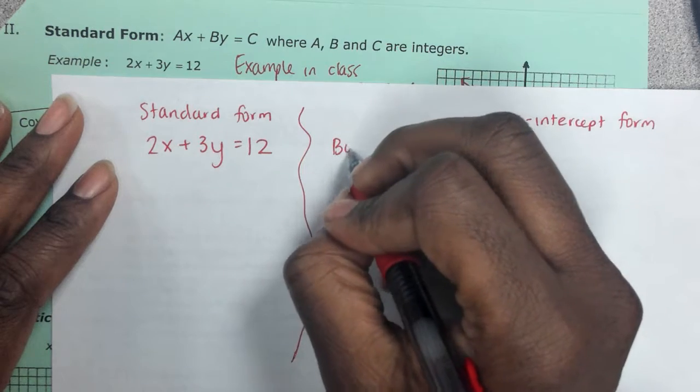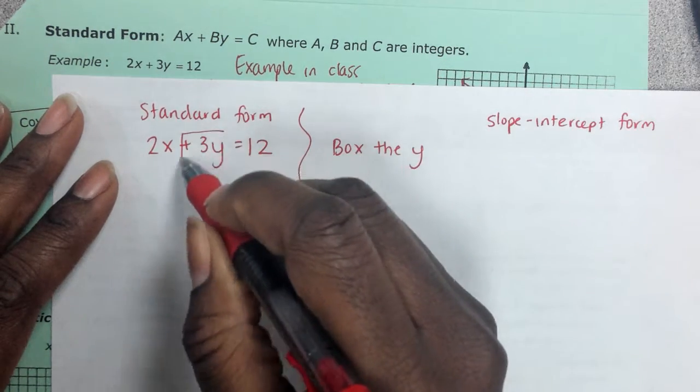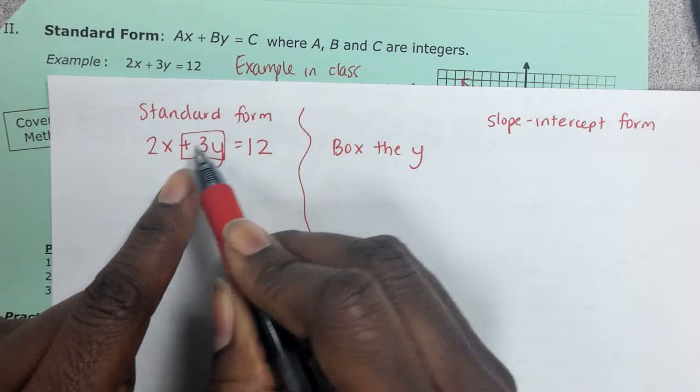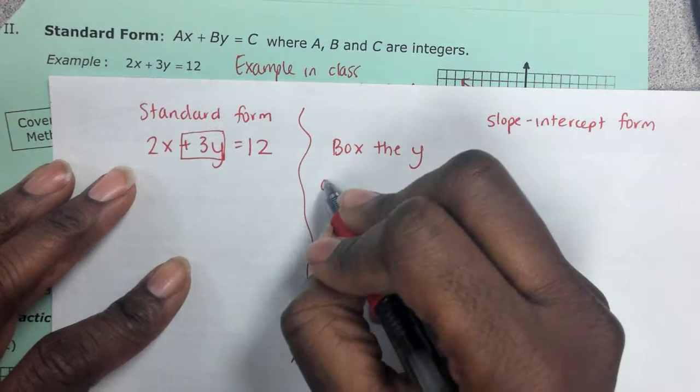So step 1 is to put a box around the y, the full y term. Not just the y, not just the 3, but also the sign that's in front of it. So you're boxing the y.